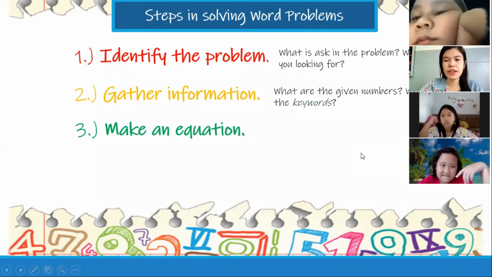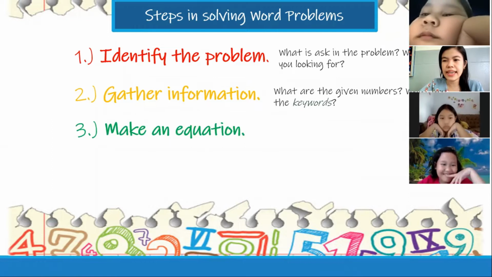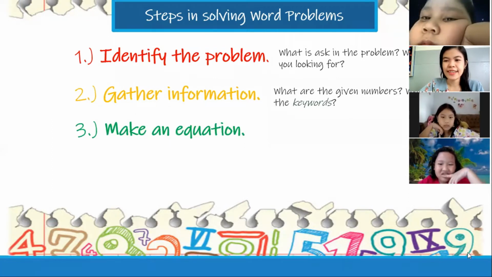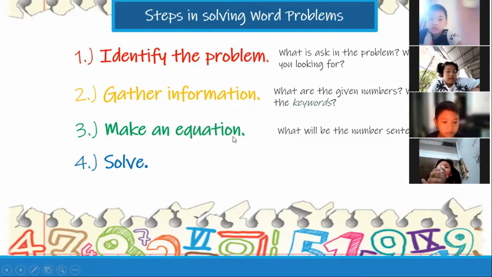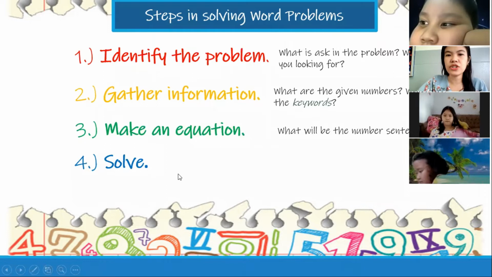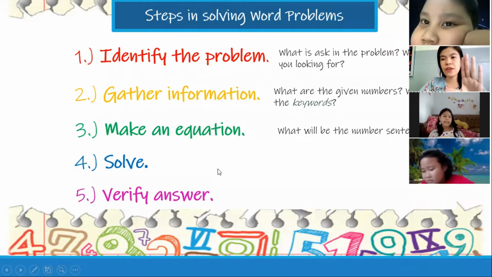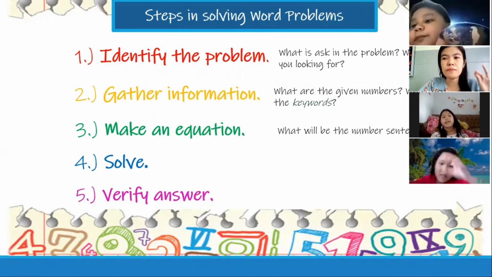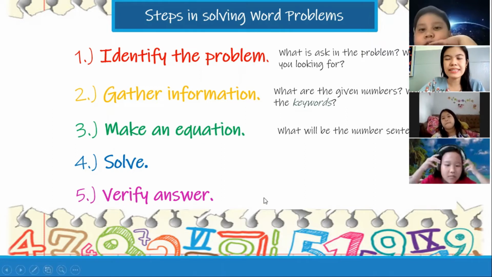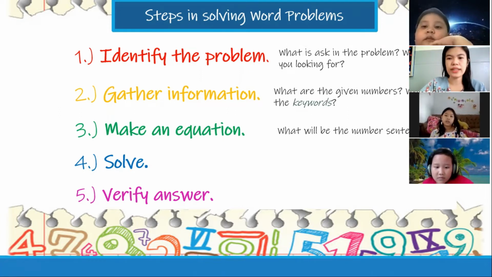Number 3, make an equation or the number sentence. If it is multiplication, you are going to times. Number 4, if you have already the equation, you can now start solving. You can now start doing the operation. And number 5, you have to give your answer. In giving your answer, it should be in a complete sentence. Not only the number, but you have to say what it is about.